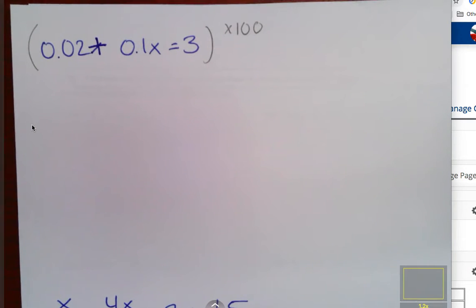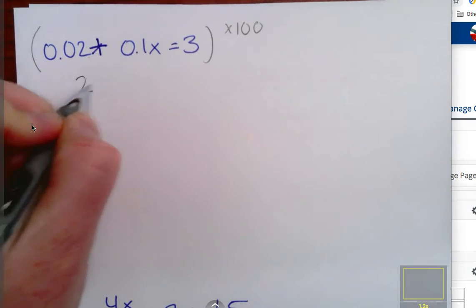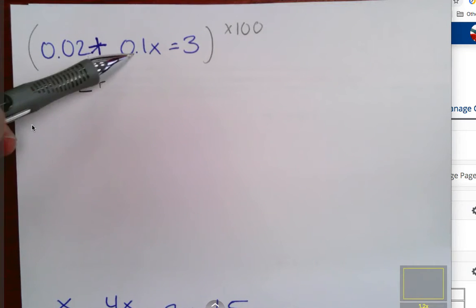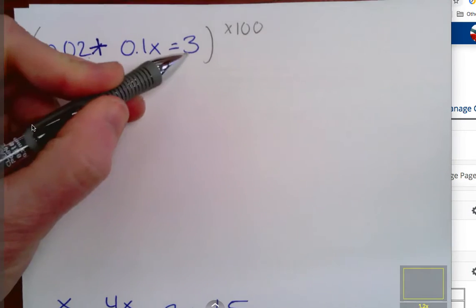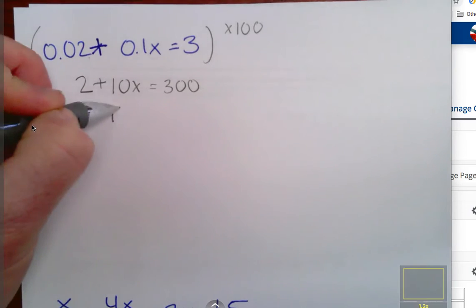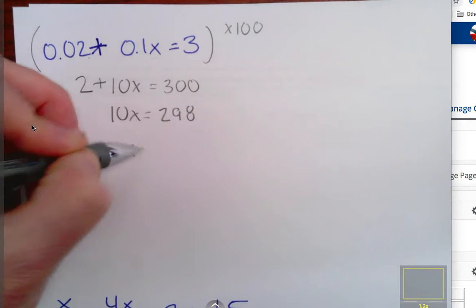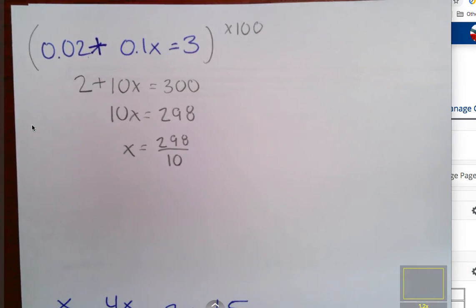everything through by 100. Okay, so if I multiply this through by 100, I have 2 zeros, so I'm going to move this 2 places. So this becomes 2. That was a plus, I just copied it badly. Multiply this by 100, I move this 2, so it becomes 1, and then it becomes 10. And we're going to multiply 3 by 100. So now I have 10x equals 298. We divide by 10, and I get 298 over 10. You can go ahead and leave it like that, okay? Or you could reduce it if you want, but I'm fine with this.